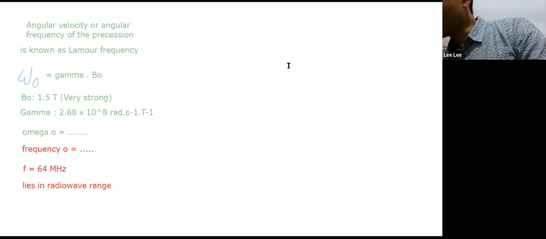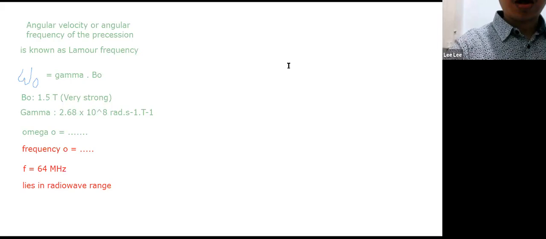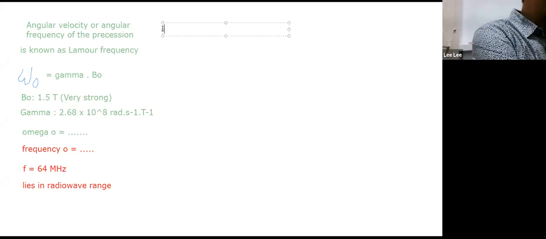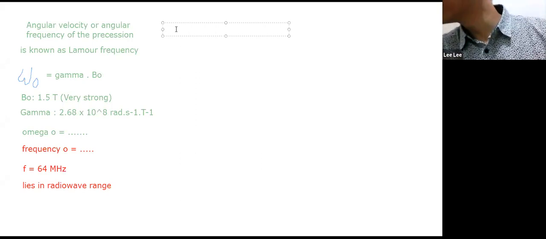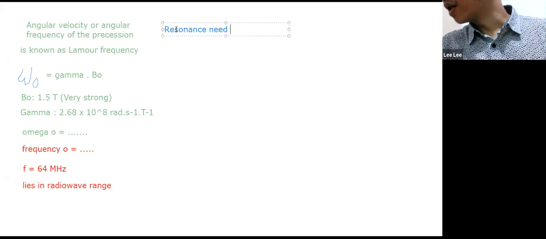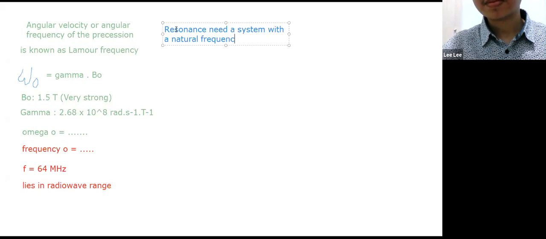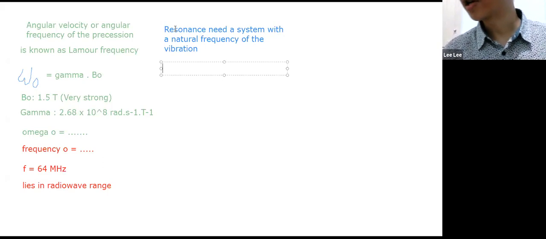If no, then we continue again, yeah? How to get resonance? To get resonance means the frequency that we give has to be the same with what? The natural frequency, right? So we have to recall resonance. You need a system with a natural frequency of the vibrations, right? So right here, the Larmor frequency is a natural frequency.